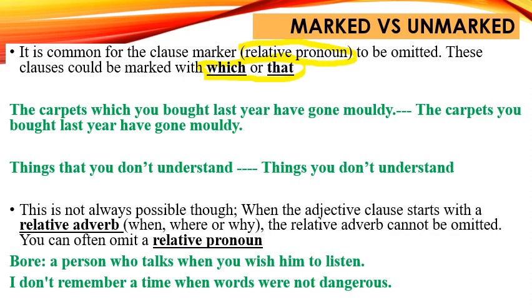We have an exception here. It's not always possible to delete the subordinator. When the adjective clause starts with the relative adverbs when, where, and why, this relative adverb cannot be omitted. In most cases, not all the cases, in some cases we can omit the relative pronoun.